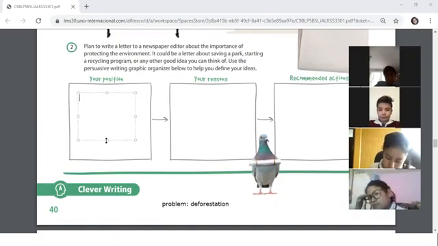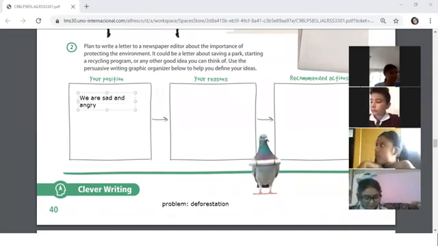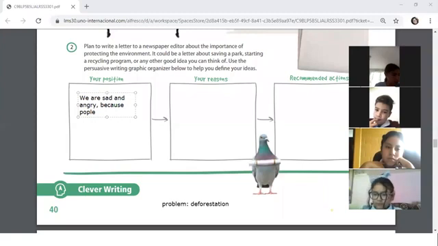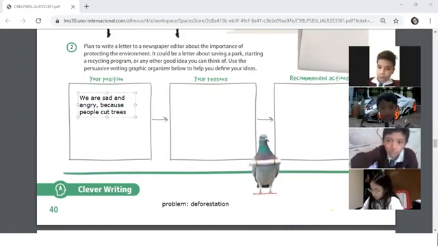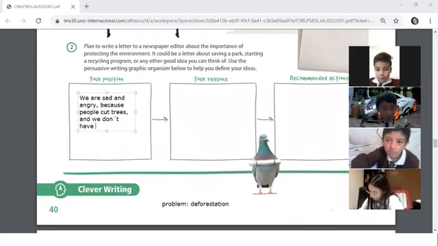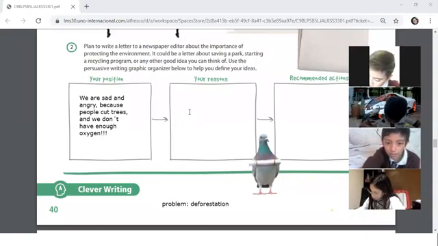We're sad and angry. Why? Because, how do you say, no tenemos oxígeno? Because people cut trees. Then, like Caro says, we don't have enough oxygen. Okay, yes, this is your position. You are sad and angry because we have a problem. Which is the problem? People are cutting trees, and what is the consequence? We don't have enough oxygen. Okay, yes.